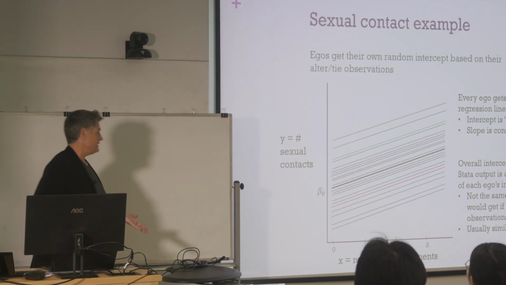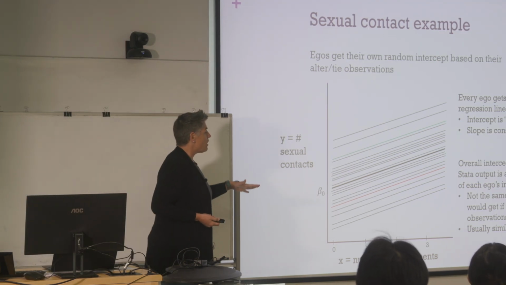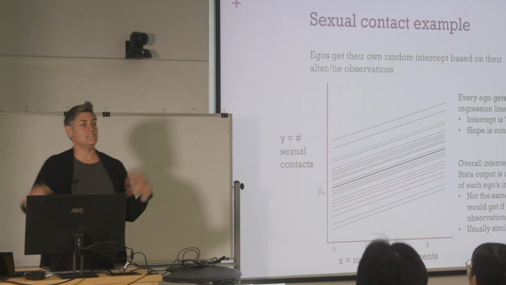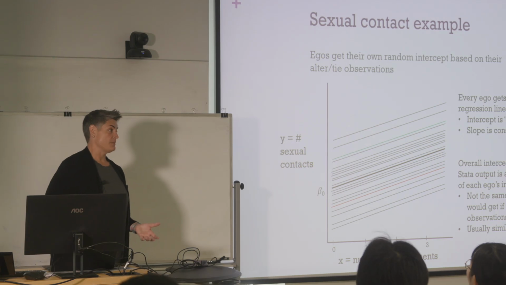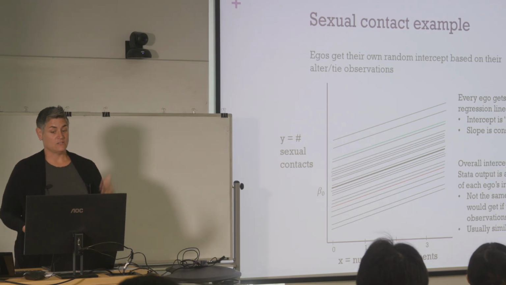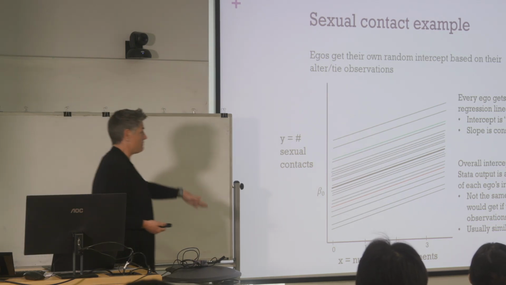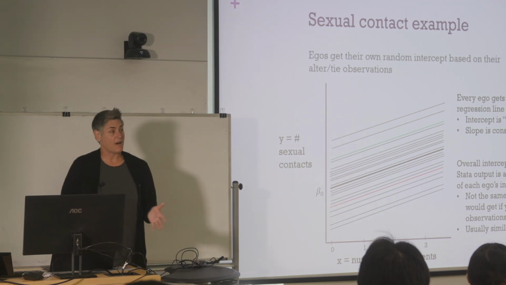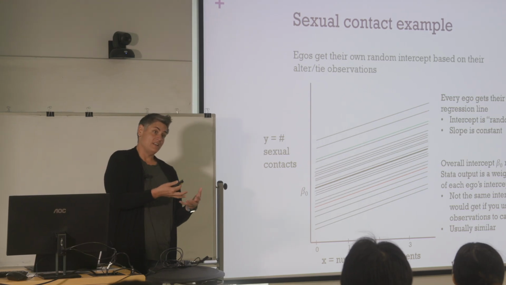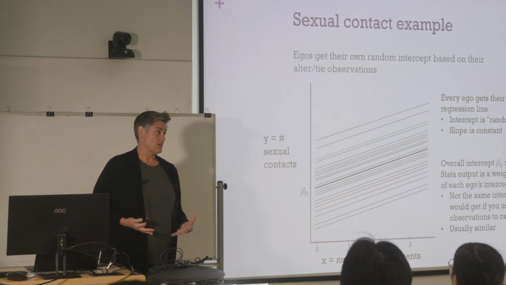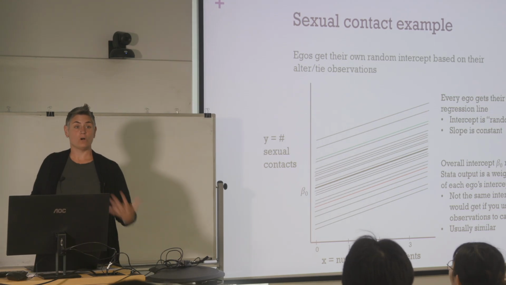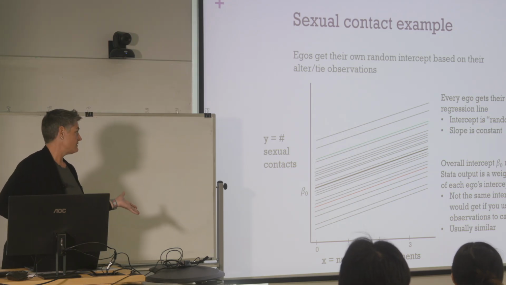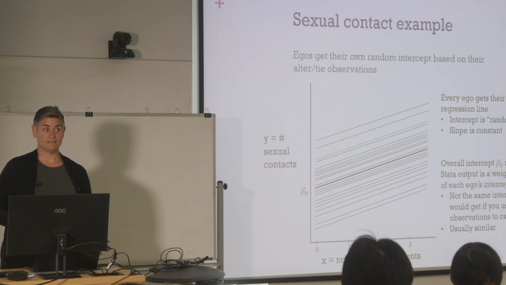The slope is constant. And so the overall intercept that's reported in this data output is not the same as if you just independently took an average of all of the observations. It's a weighted average of each ego's intercept. And so it's not the same intercept that you would get if you used level 1. It's weighted by the variance within networks and by how many alters are in each network. So in other words, networks that have more alters and less variance provide more weight to the overall intercept that you're going to get. Does that make sense? Okay.